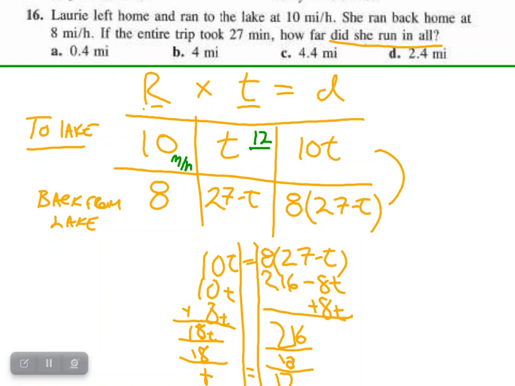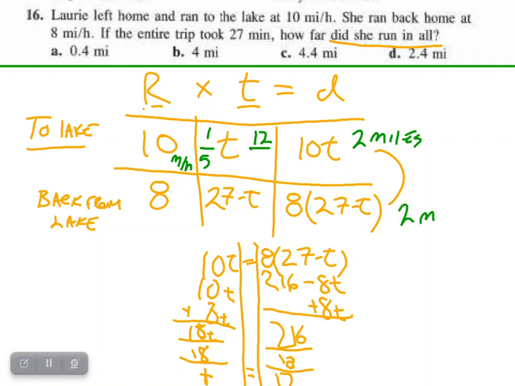All right. So how far is it to the lake if she ran for 1/5 of an hour at 10 miles per hour? It's 2 miles. If it's 2 miles to the lake, how far is it back from the lake? How long? Two. It's still 2 miles.